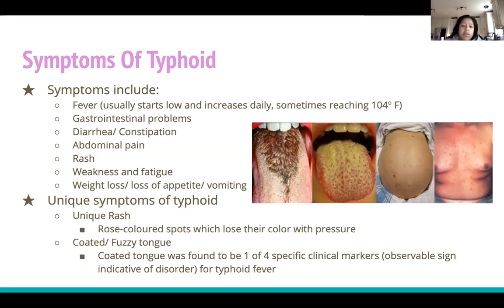Two unique symptoms of typhoid: first, they get a unique rash. It's usually rose-colored spots, and one way you can tell it is a typhoid rash is that when you apply pressure to the rash, it'll usually lose its color. Another is a coated or fuzzy tongue. Coated tongue was found to be one of 4 specific clinical markers for typhoid fever.